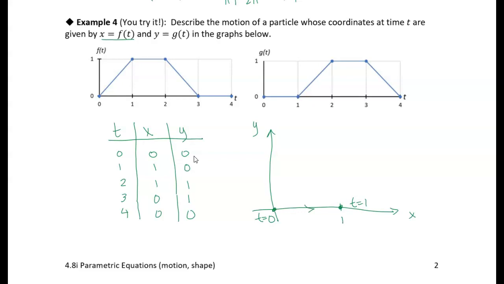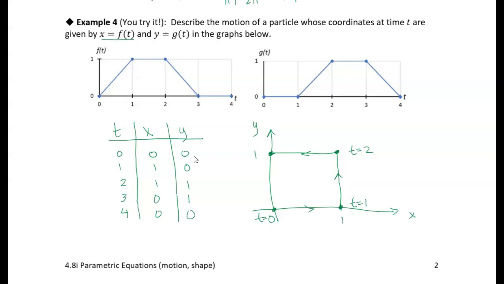Now at t equals 2, we're at 1, 1. So let's make that 1 on the y-axis, and so we just traveled straight up to 1, 1. This is t equals 2. We traveled in this direction. And then the next point at t equals 3 is 0, 1. So that's just straight across right here. We traveled in this direction and we ended up at 0, 1.